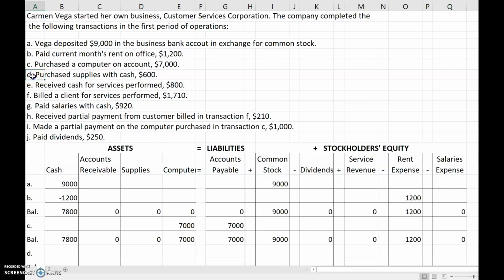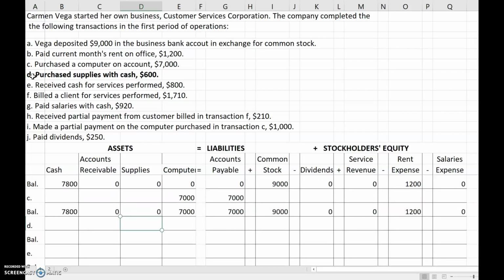We purchase supplies with cash. So we're getting supplies. So we're going to put 600 under supplies. And we bought them with cash. That means our cash went down. Okay. So again, I'm going to use Excel to get the balance in cash. Equal, click on the 7,800, plus, click on the minus 600. Whoops, that's not what I wanted. Yeah. So the 7,800 plus the negative 600.